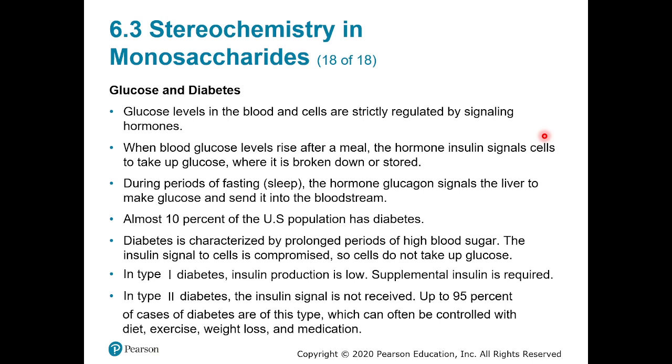Okay? So during periods of fasting or sleep, the hormone glucagon is going to signal the liver. This is going to make glucose and send it into the bloodstream. Specifically, it usually converts glycogen into glucose. And that's where you use your stores of glucose, in the form of glycogen typically, to put blood sugar back into your body.